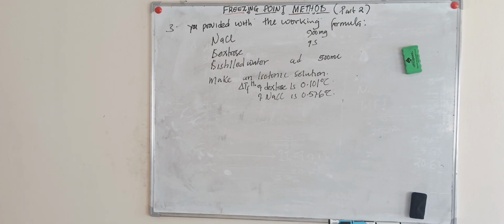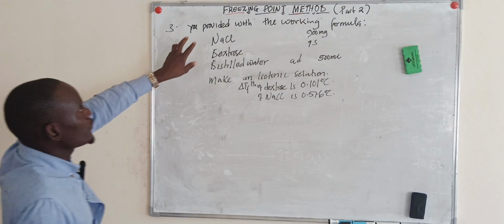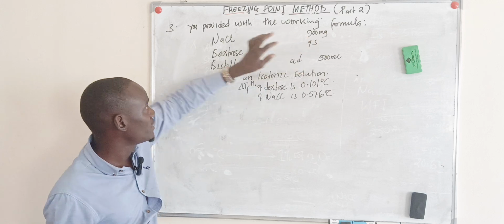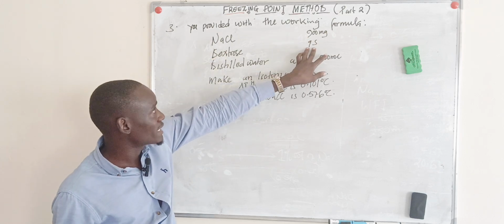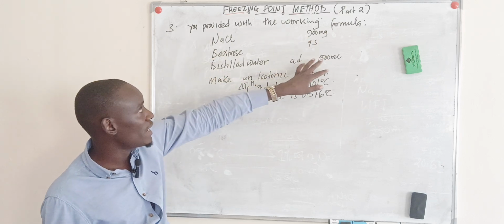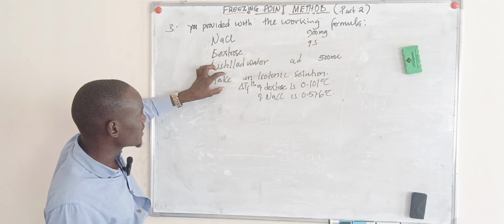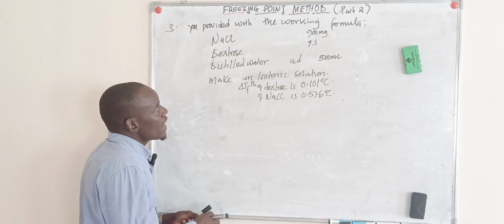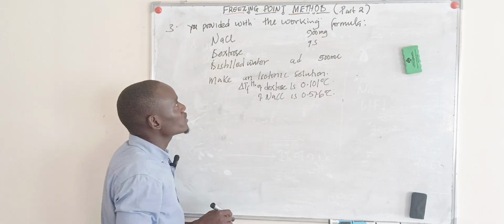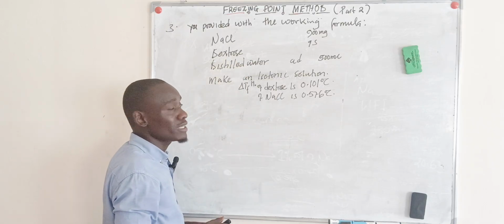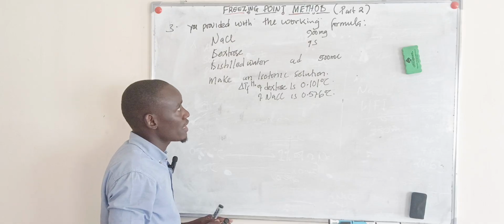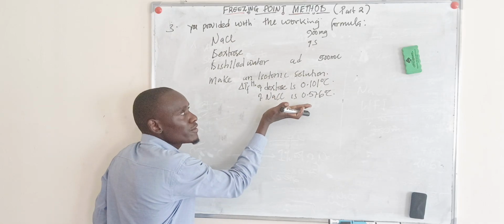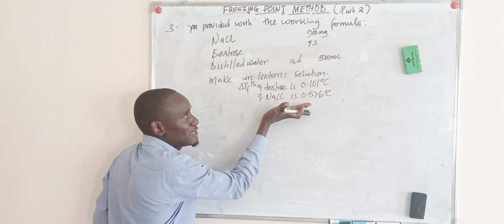Example 3. In our example 3, you're provided with the working formula. They have given us the mass of sodium chloride. They have given us dextrose, quantity sufficient. Distilled water add up to 500 ml. Then they are asking us to make an isotonic solution. That means this time around we are going to use dextrose as our isotonicity modifier in this case. But we are using freezing point depression as the method.